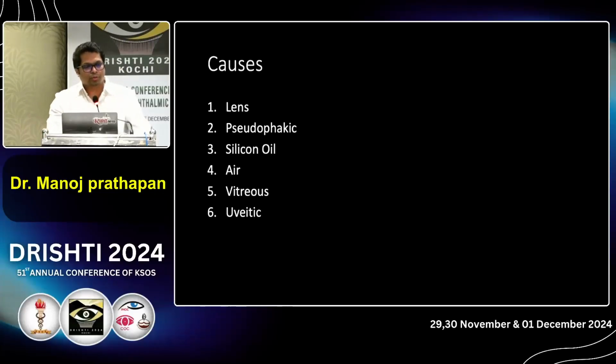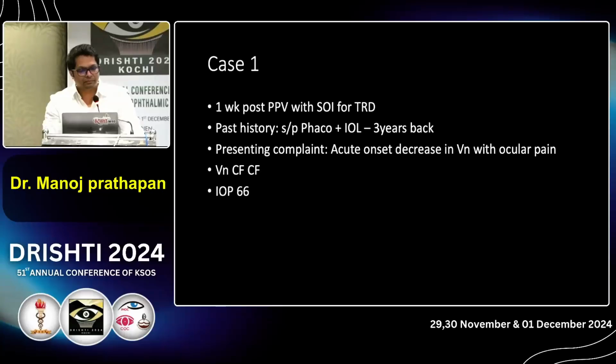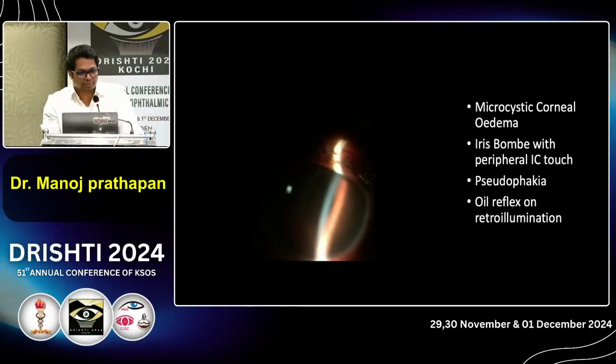So causes of pupillary block could be lens, IOL, silicone oil, air, vitreous. It could be inflammatory. Let's go through various cases. The first one is a 1 week post pars plana vitrectomy with silicone oil in situ for tractional RD. There is past history of cataract surgery with IOL done 3 years back. The presenting complaint was acute onset of eye pain and decreased vision with visual acuity of CFCF and intraocular pressure of 60.